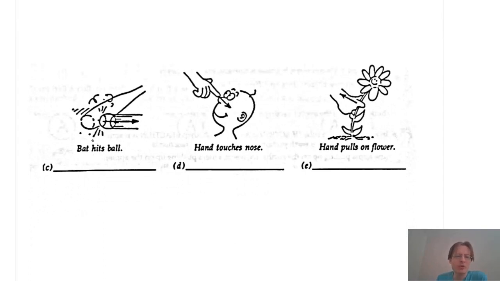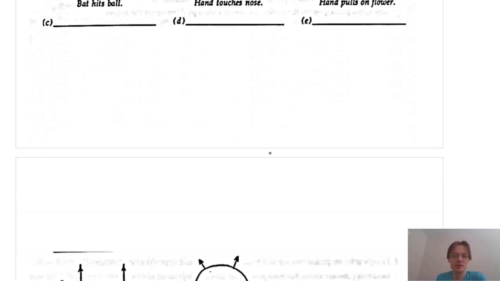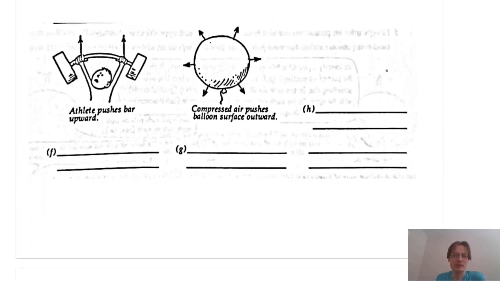More everyday examples. Bat hits the ball, but sometimes the bat shatters. That's the ball hitting the bat. That's the reaction. Hand touches nose, but the nose touches your hand. You can feel that on your fingertip. Pulling weeds. If a hand pulls on a flower, then doesn't the flower pull back on you? Sure. There's an action-reaction. Sometimes it's really stuck and you're pulling on it, it might pull you down, you might fall over. All good everyday examples of action-reaction.